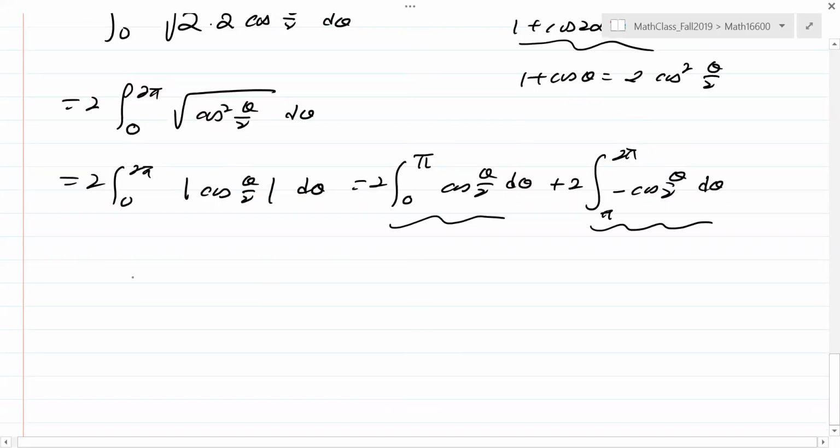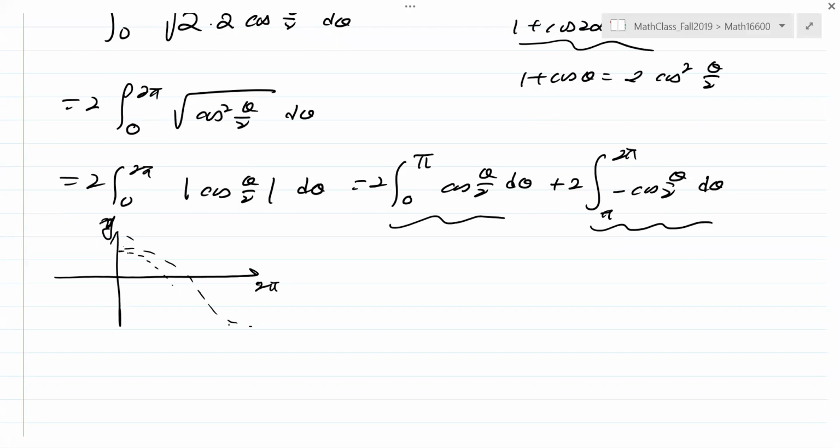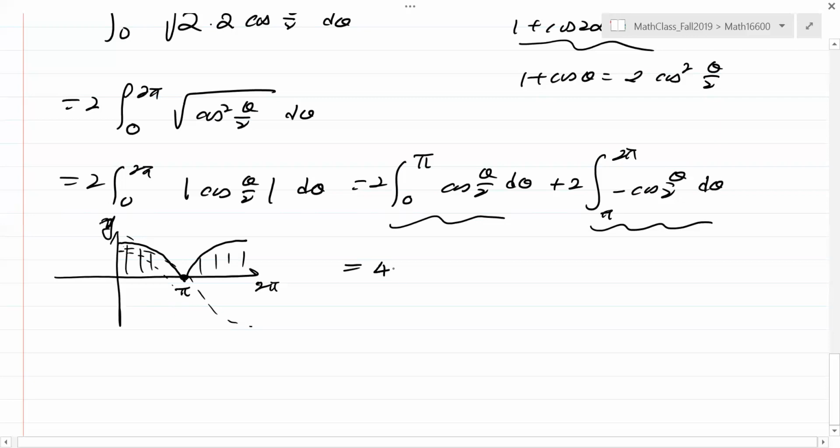Why do you have to do it like that? Here's the picture: this is 2 pi, and this is the y-axis. Without the absolute value, you are going to get a picture like that, and when theta equals 2 pi, cosine of half of theta is cosine pi, which is -1. But with the absolute value, this is the picture. So they have the same area, and that's the reason you just need to calculate one part. So it's 4 times that.